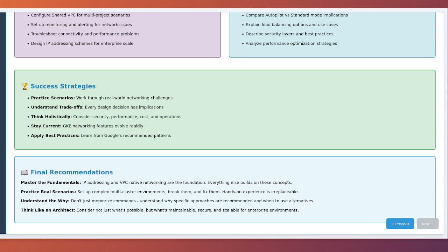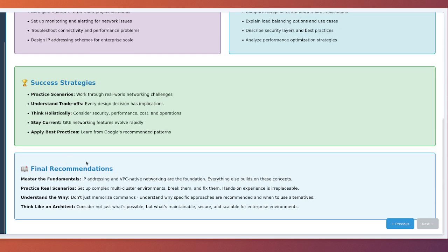Understand the operational aspects, how to monitor network performance, troubleshoot connectivity issues, and optimize for different application patterns. The exam will test your ability to solve real-world problems. Know the integration patterns, shared VPC, load balancing options, ingress controllers, and how GKE fits into broader Google Cloud networking architecture. Practice with real scenarios. Set up clusters, break them, fix them. Implement network policies, configure load balancers, integrate with on-premises networks.